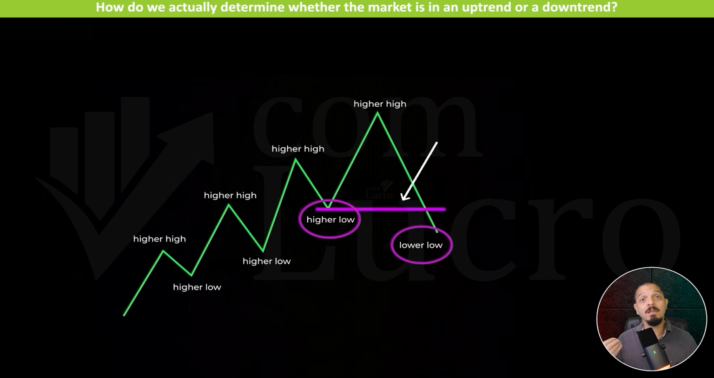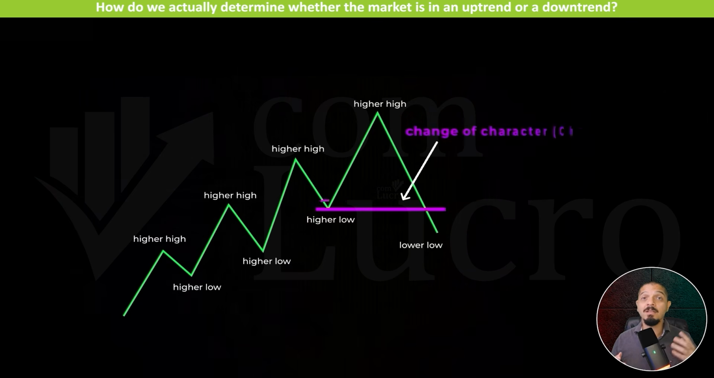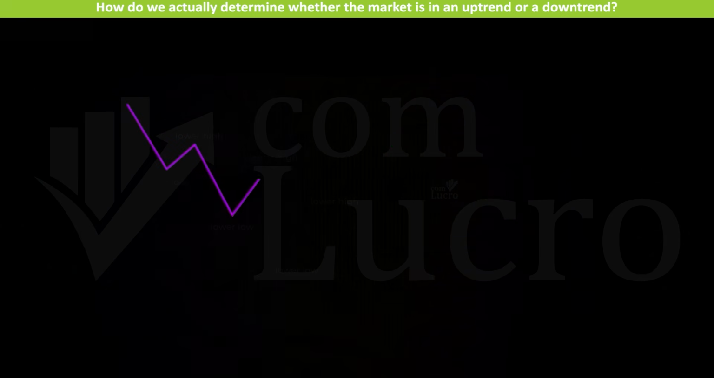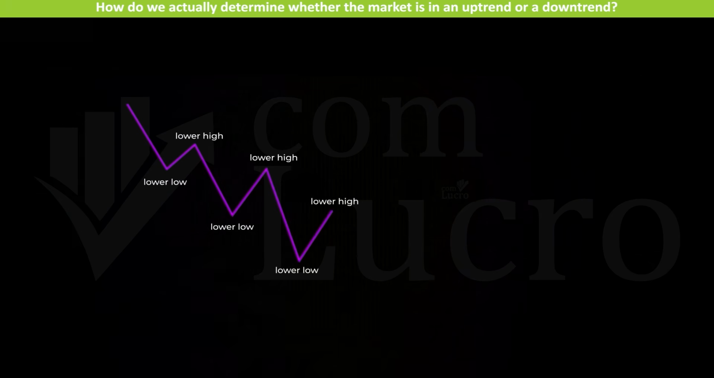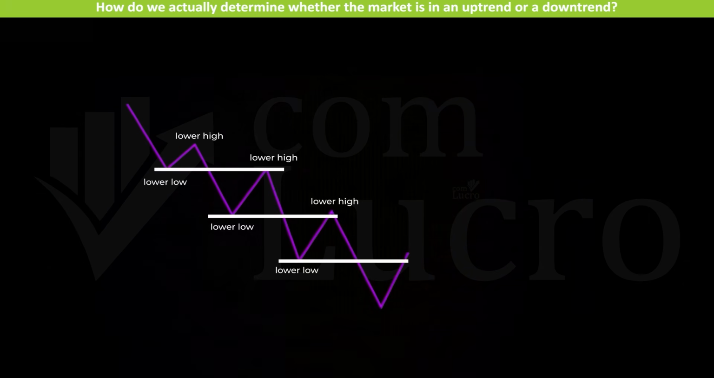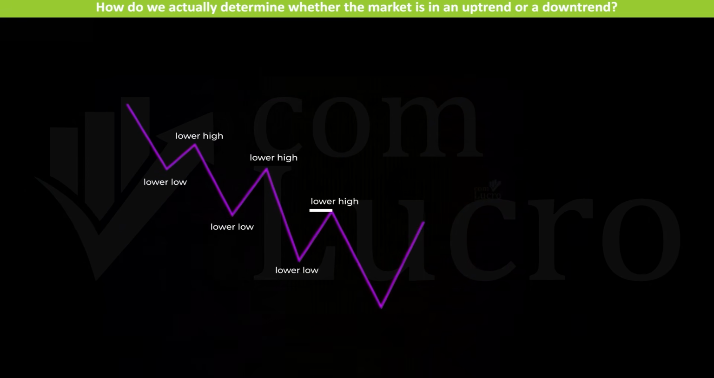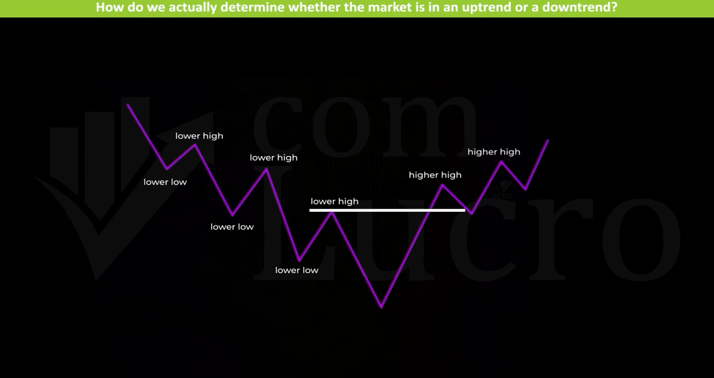This break of the previous lows during an uptrend is known as a change of character, often abbreviated as CHoCH. It is called a change of character because the market shifts from an uptrend structure to a downtrend structure, and the cycle continues. During a downtrend, price forms lower highs and lower lows. Each time a previous low is broken, that move is considered a break of structure, or BOS. Later, if price breaks the previous highs and forms higher highs during a downtrend, that move is again referred to as a change of character, or CHoCH.